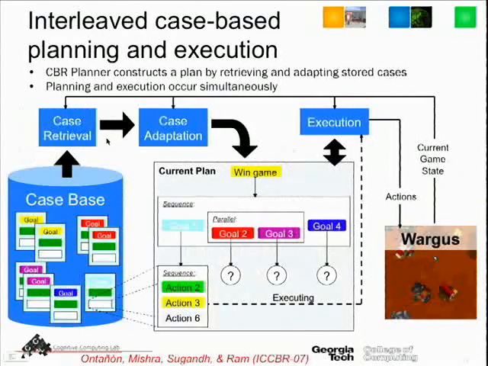So what we've done here with Vargas is extend this idea to real-time domains. The system has this goal to win the game. It's currently considering a plan which involves pursuing goal 1, followed by goal 2 and 3 in parallel, followed by goal 4. Goal 1 has been expanded into a sequence of actions using a case base, which tells it what to do for goal 1.